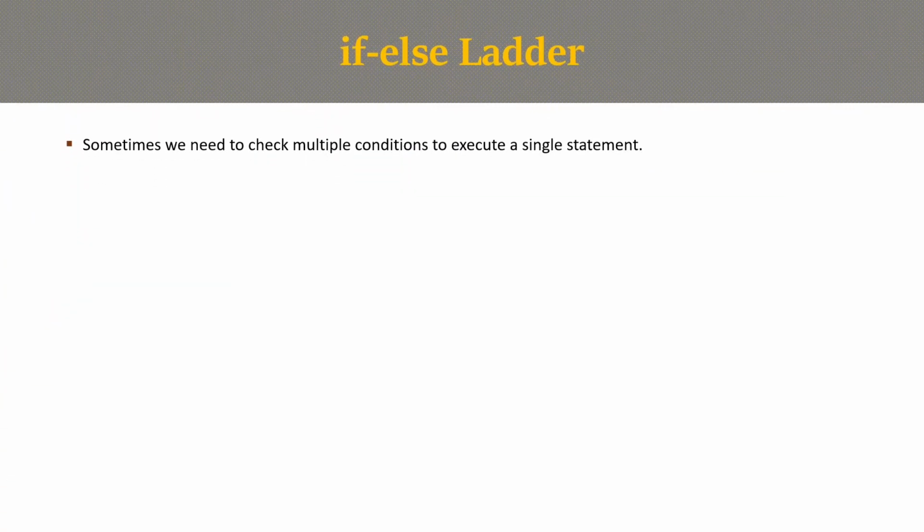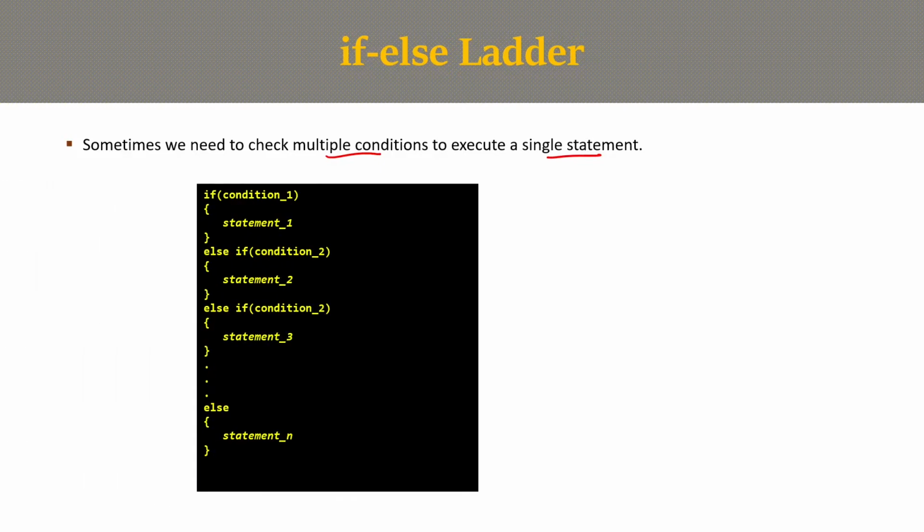Now moving on to the if-else ladder. Sometimes we need to check multiple conditions to execute a single statement. So here you can see we have the if and the else if as well. This is the if-else-if ladder. If you want to check condition 1, you use if. If you want to check condition 2, then you use an else if. Then if you want to check condition 3, you use another else if, and this will proceed up to else.